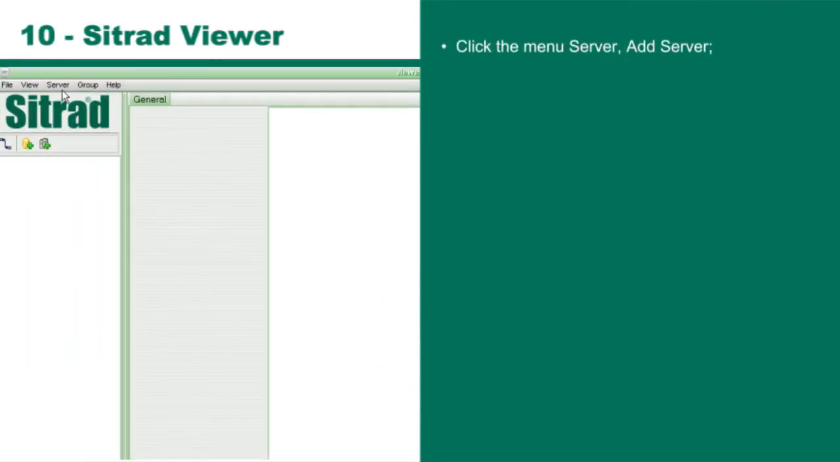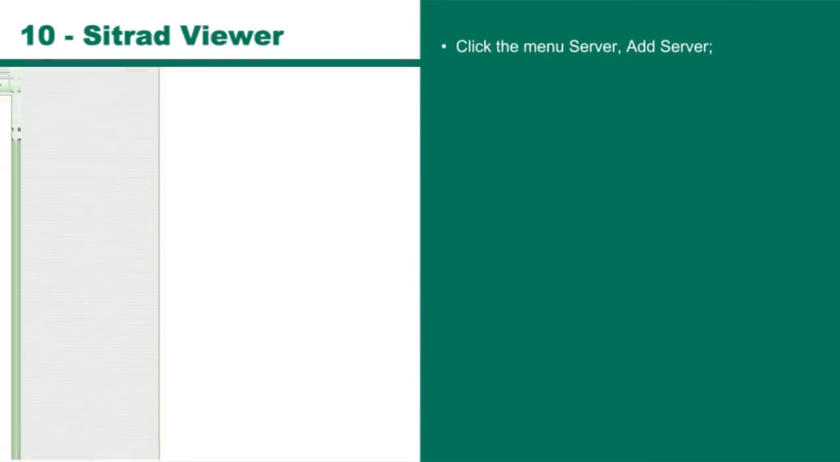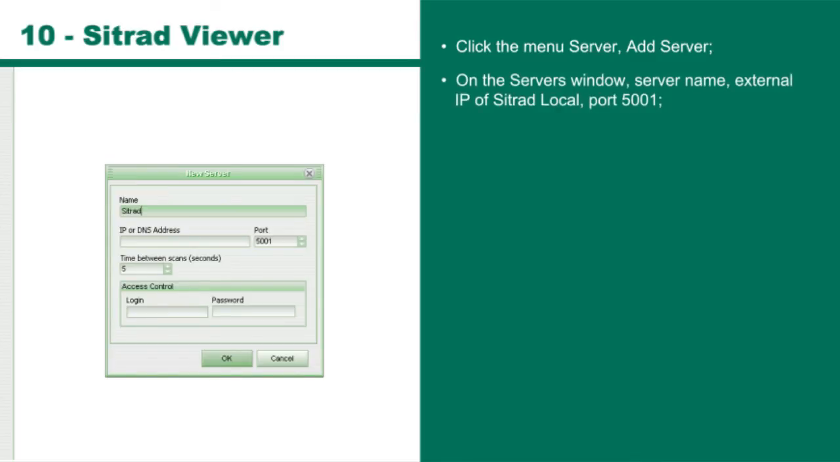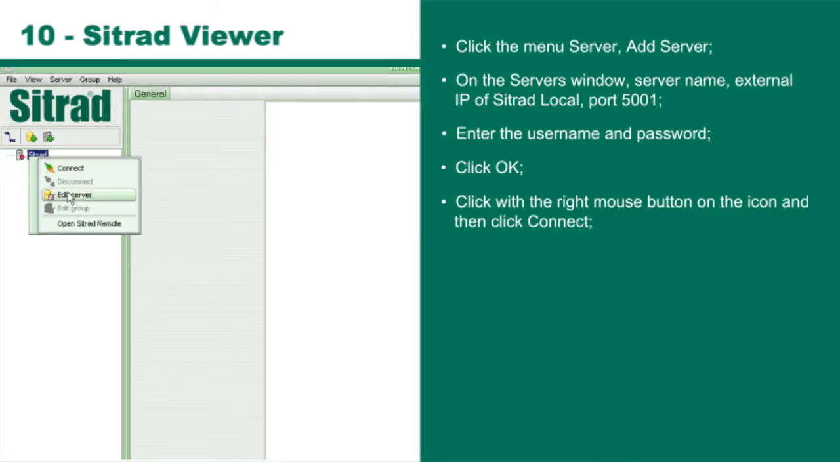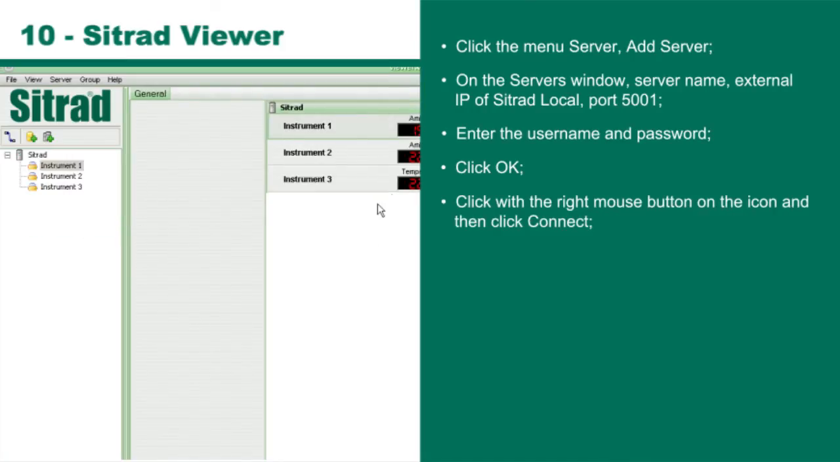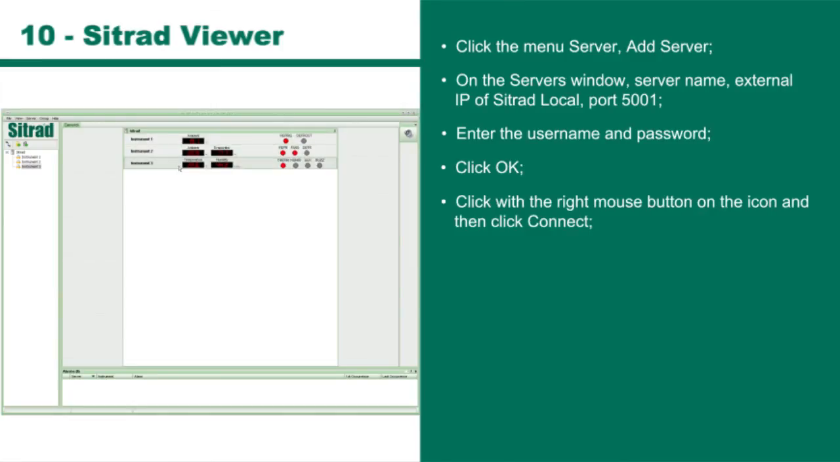After saving, click the menu Server, Add Server. On the Servers window, repeat the same process as previously. Server name, external IP of Sitrad Local, port 5001. Enter the username and password, then click OK. The server icon will appear on the left bar with the given name. Click with the right mouse button and then click Connect. The center of the screen will display the controllers installed in the monitored remote Sitrad Local.